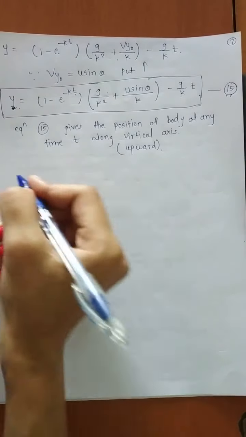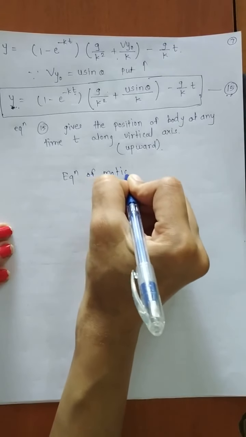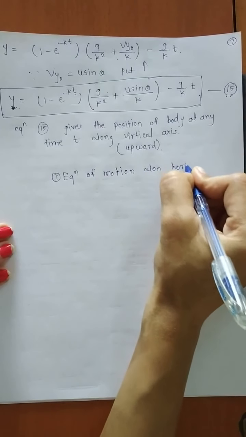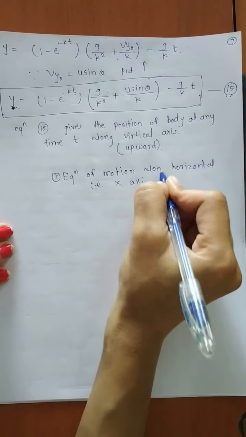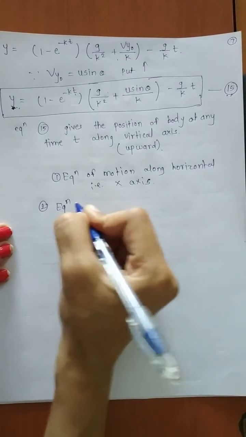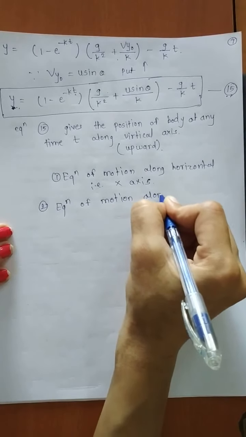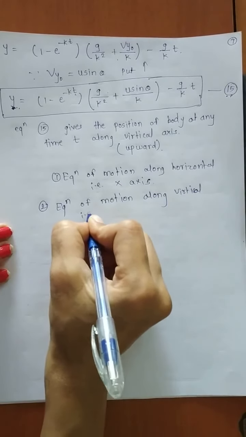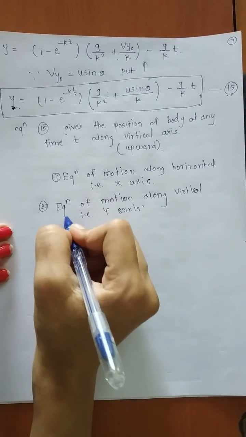Up to this, in this lecture we have calculated the equation of motion. First we have calculated the equation of motion along the horizontal, that is which axis? That is the x axis. And second, this is our equation of motion along the vertical, that is the y axis. Okay, so these two things we have calculated.